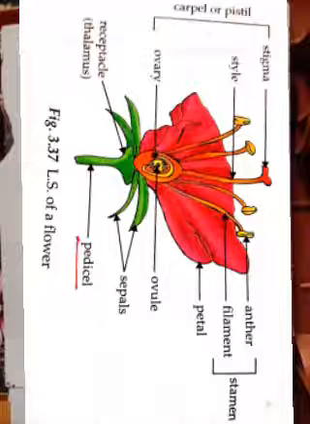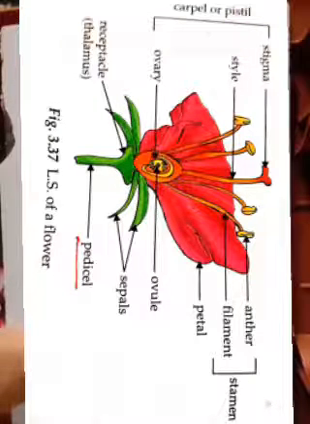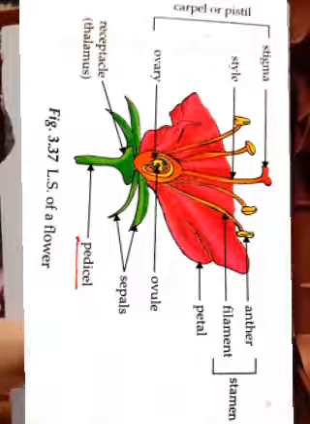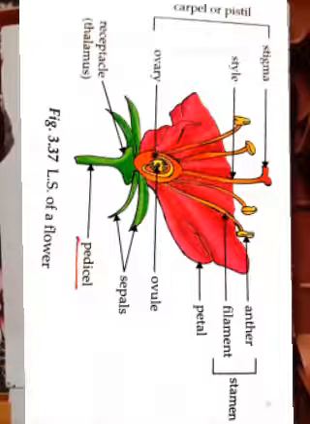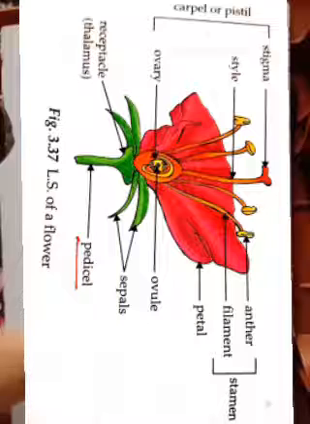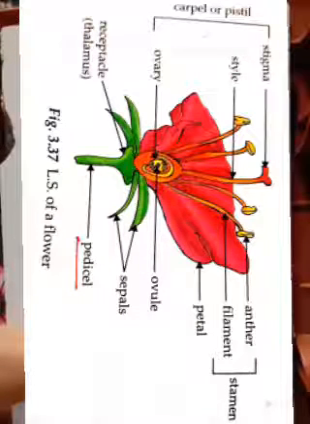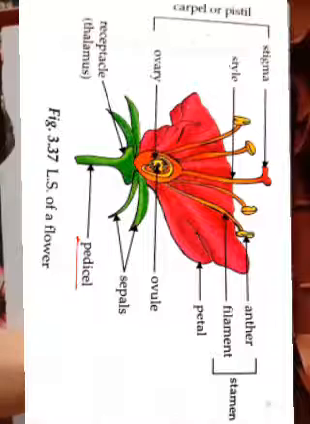So calyx and corolla, these two are the accessory whorls. Now the main parts of the flower which take part in the reproductive process are the androecium and gynoecium. Androecium is the male reproductive part, where many stamens are there. So androecium forms this male reproductive whorl, made by stamens.